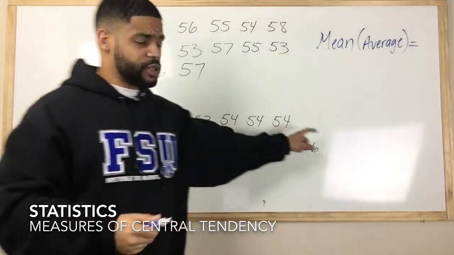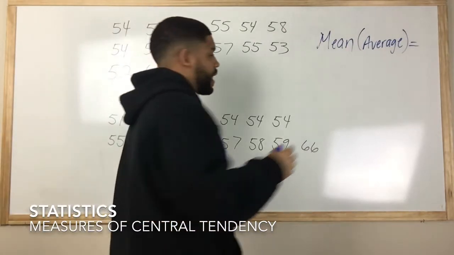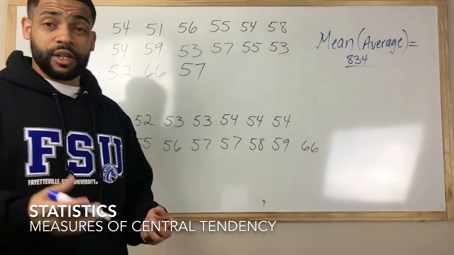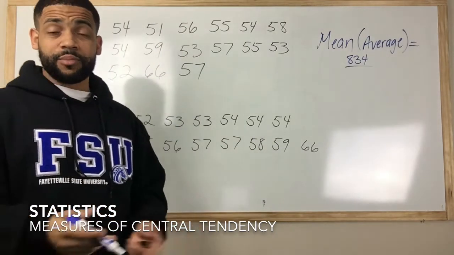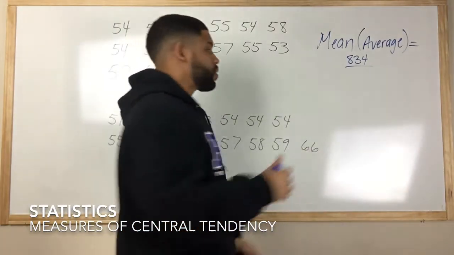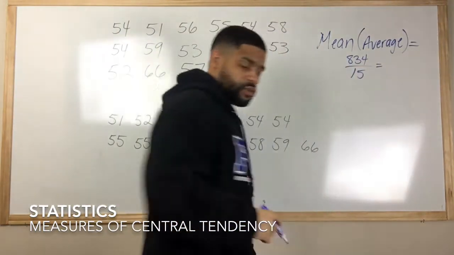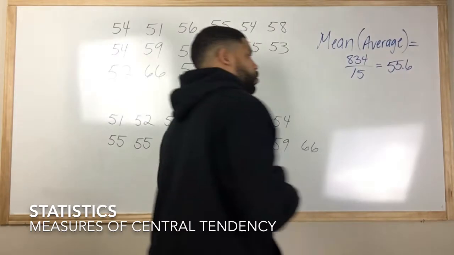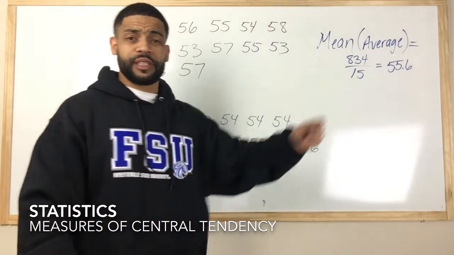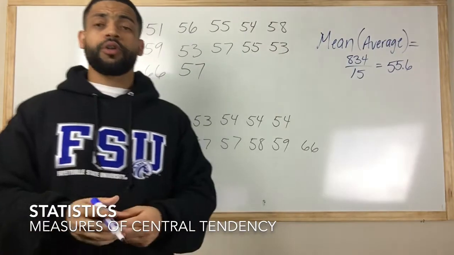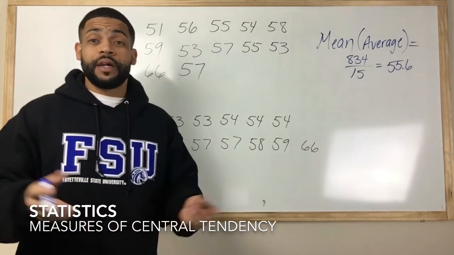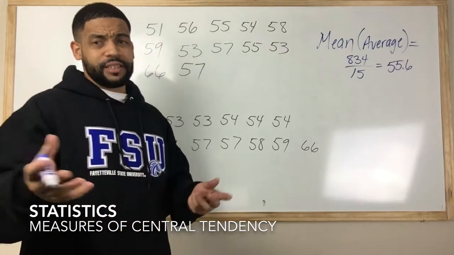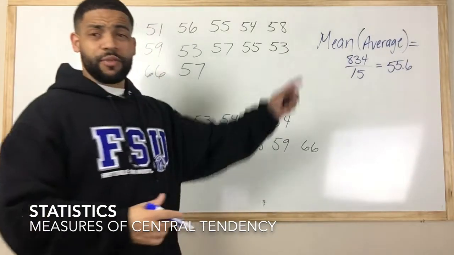So we add all these numbers up, and when we find the sum, we get 834. Then we divide it by however many numbers are in the data set. In this case, there are 15 numbers, so we take 834 and divide it by 15, and that gives us 55.6. So the mean of this data set is 55.6. Depending on your instructions or the scenario you're dealing with, you may round that number off to a whole number, or to a certain number of decimal places. That is on a case-by-case basis. So we have the mean.